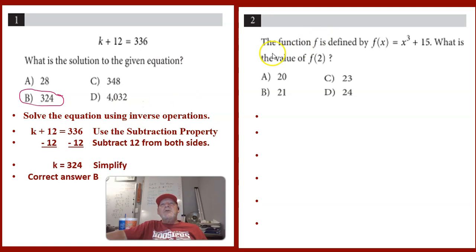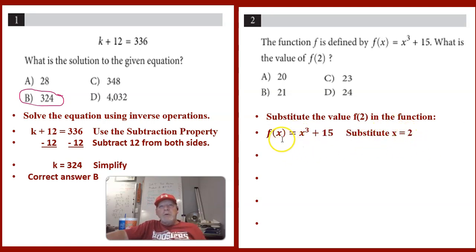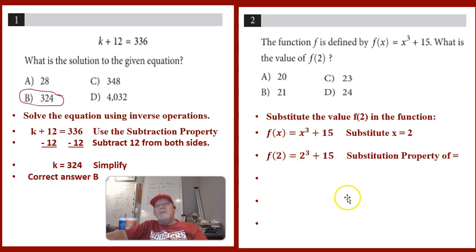Number 2, the function f is defined by f of x equals x cubed plus 15. This is a cubic. What's the value of f of 2? So it's another multiple choice question. I substitute the value f of 2 in the equation. So I substitute x equals 2 here and here, and then solve it on the right. This is called the substitution property of equality. So I put the 2 in here and find the value of f of 2.